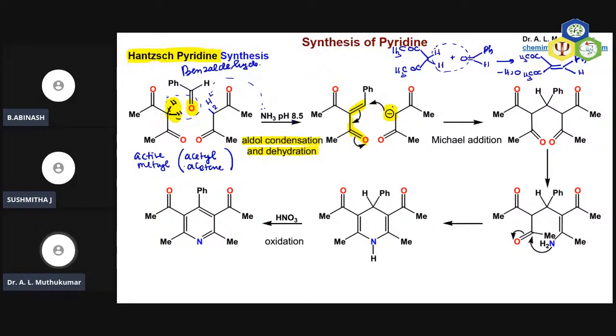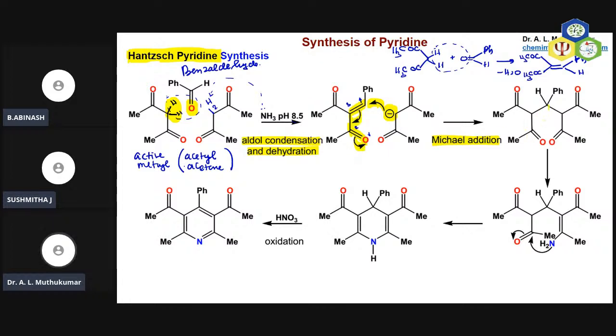Now this anion will be added like a Michael type of addition. Michael type of addition means 1,4 addition: 1, 2, 3, 4. So this is a simple Michael type of addition which is taking place here. What is happening? This electron is moving over here and attacking the 4th position, this electron will be shifting here, and this electron will be moving towards the oxygen atom.